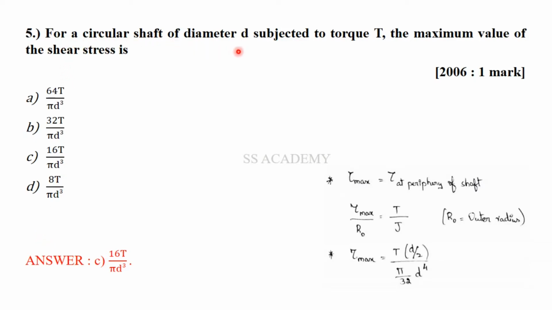For a circular shaft of diameter d subjected to torque T, the maximum value of the shear stresses. As we have discussed earlier, the maximum shear stress occurs at the periphery of the shaft, that is at the outer radius. It is actually a 2006 1 mark question. So from the torsion equation, we can derive that tau max is equal to T into d by 2, that is distance of the farthest fiber, which is d by 2, divided by J, that is polar moment of inertia of the circular shaft, that is pi by 32 into d power 4. You will be getting 16T by pi d cube. Remember this directly because this will be useful in many occasions.